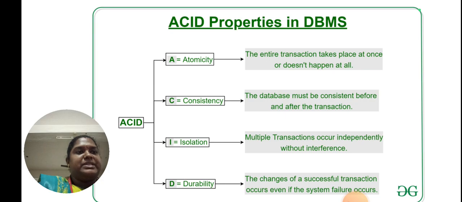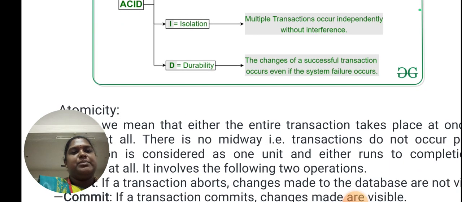Atomicity means the entire transaction takes place at once or does not happen at all. Consistency means the database must be consistent before and after the transaction. Isolation means multiple transactions occur independently without interference. Durability means the changes of a successful transaction persist even if a system failure occurs.